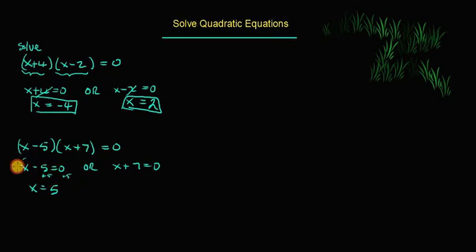And when you add 5 onto this left-hand side, x minus 5 plus 5 just gives you x. And 0 plus 5 equals 5. Similarly over here, we have x plus 7 equals 0. That means that x is equal to negative 7.